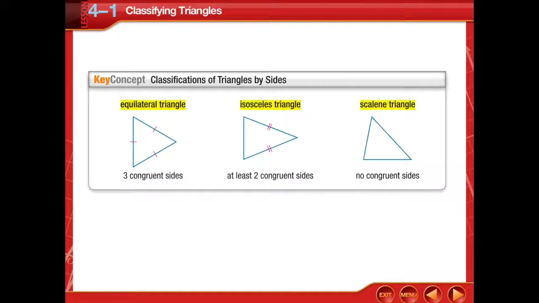Triangles can also be named by their sides. An equilateral triangle has three congruent sides. An isosceles triangle has at least two congruent sides. Please note that this does not say that it has exactly two congruent sides. Equilateral triangles have two congruent sides, so a lot of the information that we learn about isosceles triangles will be applied to equilateral triangles as well. A scalene triangle has no congruent sides.